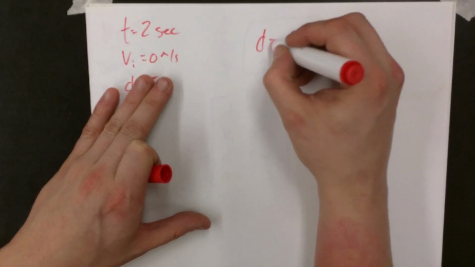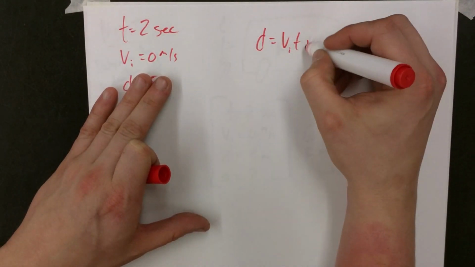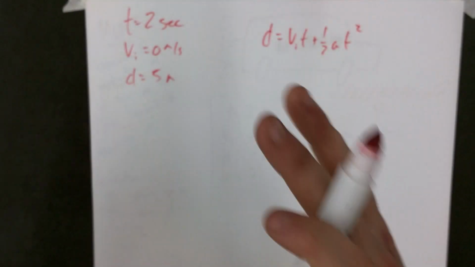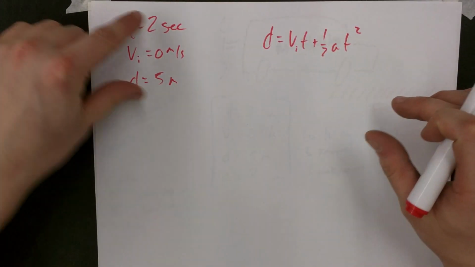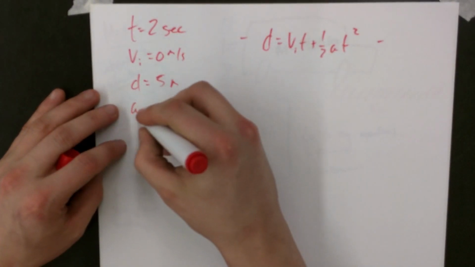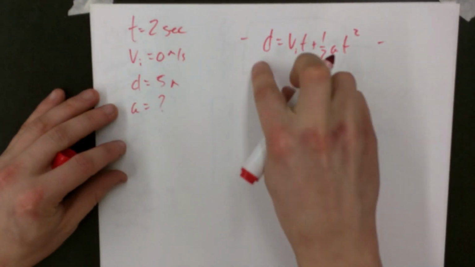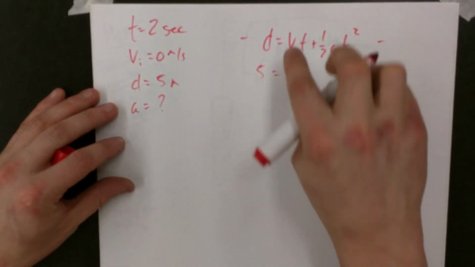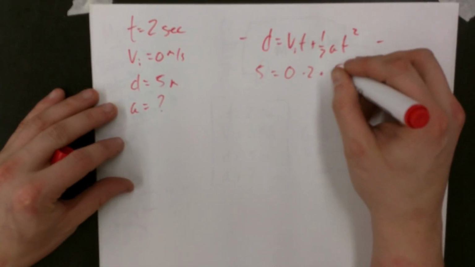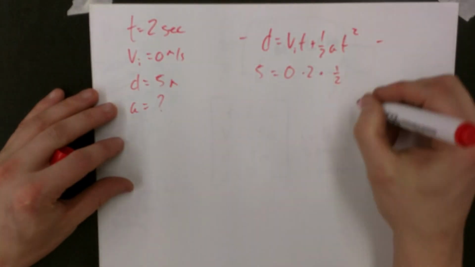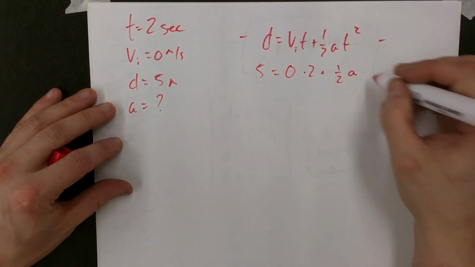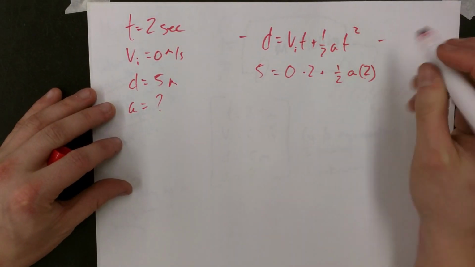We said distance is initial velocity times time plus 1/2 AT squared. Now I can plug in my knowns to this equation. A equals question mark. Well, the distance is 5. My initial velocity is 0. My time is 2 plus 1/2 A, I don't know A, but I need it in the equation to solve for, so I'm going to keep it there. And time is 2. Remember, this is squared.